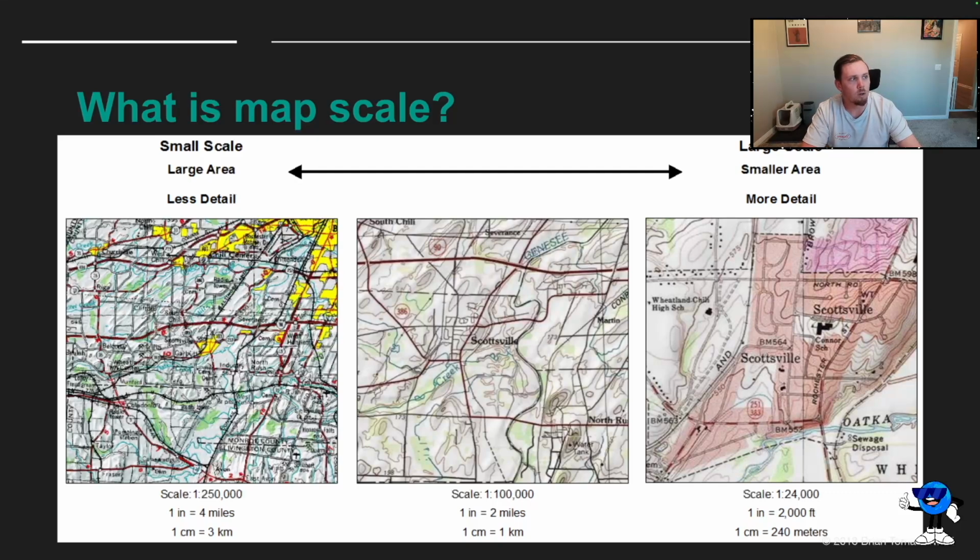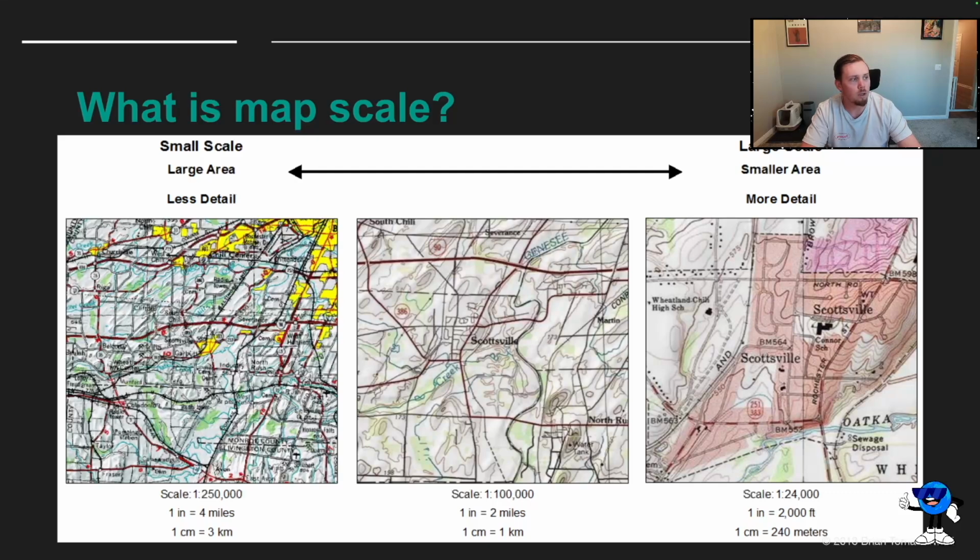Maps are considered large-scale maps or small-scale maps, depending on that representative fraction. Large-scale maps show a smaller geographic area and have a larger RF value. For instance, a 1 to 24,000 scale map is considered a large-scale map. Due to the larger scale, it shows a smaller area.